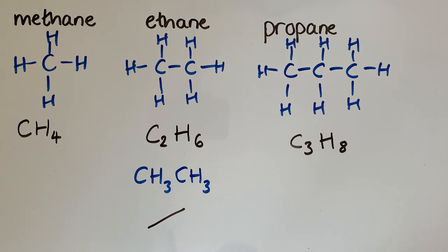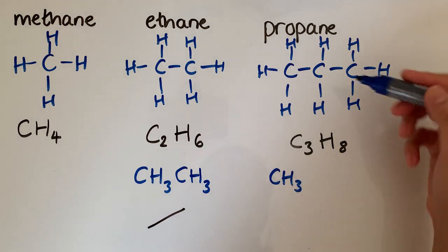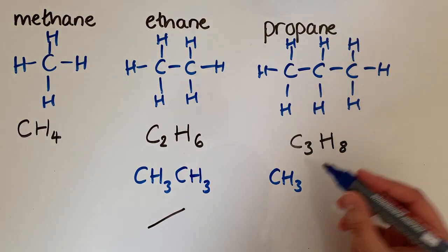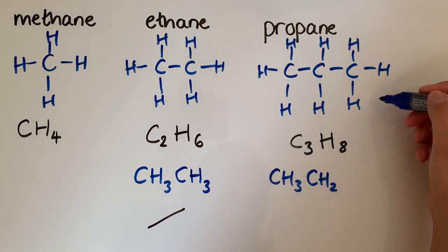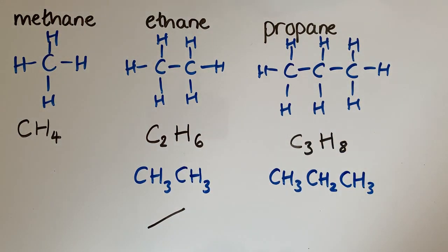In terms of the structural formula, again, looking at the units, we have CH3 here. In the middle, we now have a CH2. And at the end, we have a CH3. So this here is the structural formula for propane.